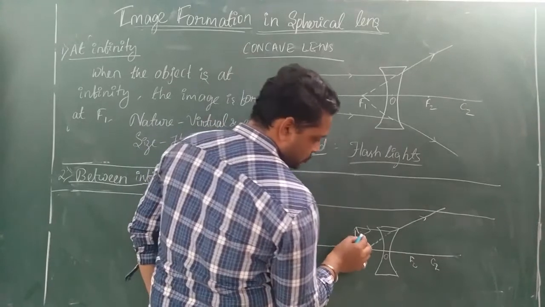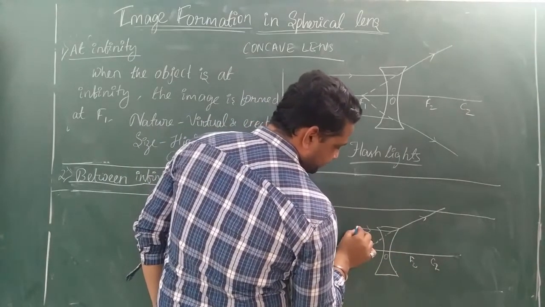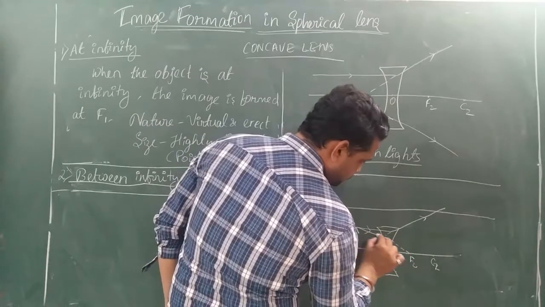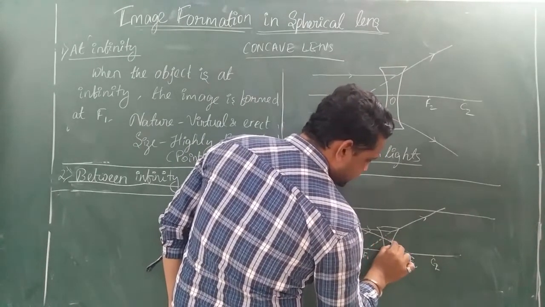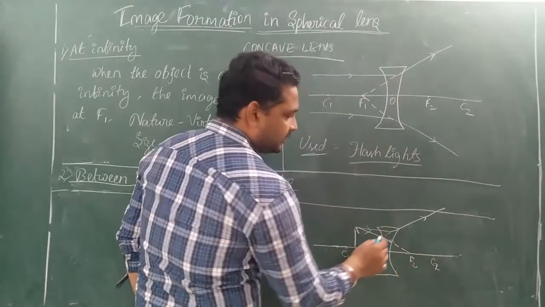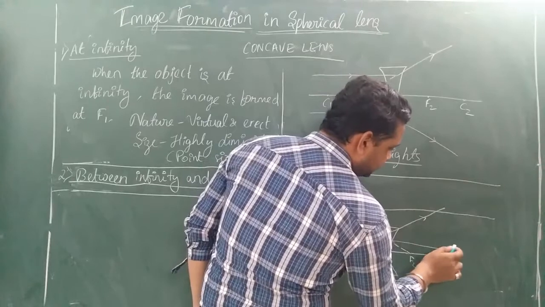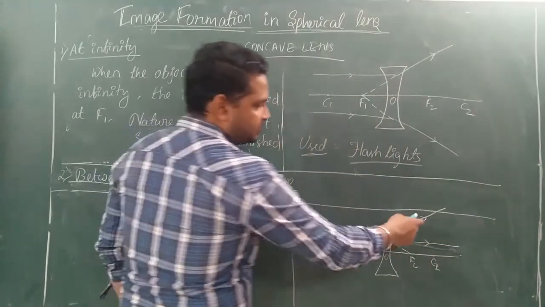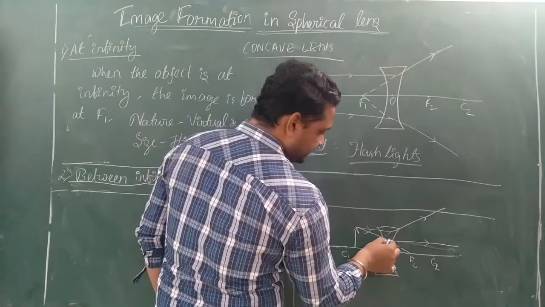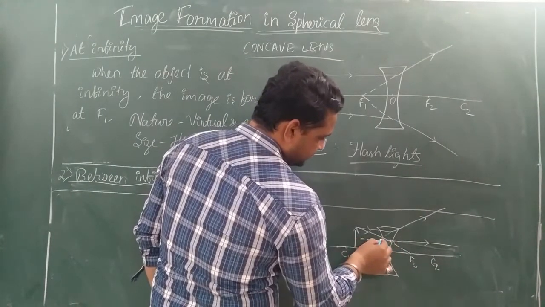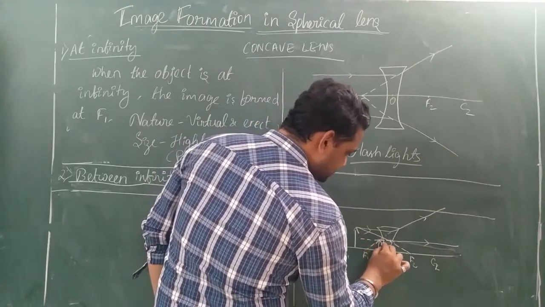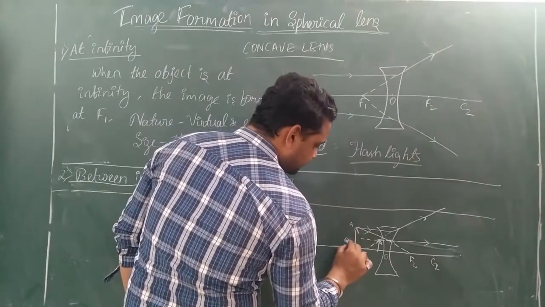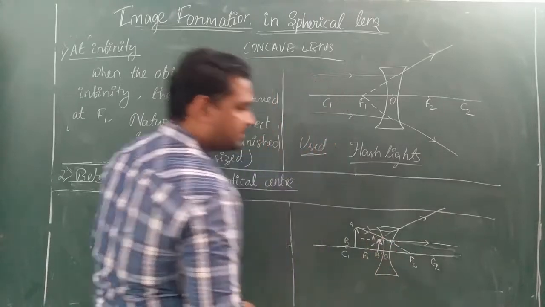Okay. Now let's take a ray towards F2. Suppose this ray is going towards F2, then we know that after refraction it will move parallel to the principal axis. Now these two rays are not going to intersect with each other, but if you extend them backward, this is where they intersect. So this is where the image is formed, right? You can see, this is the image. This is the object AB. This one is A dash B. The image is formed here.